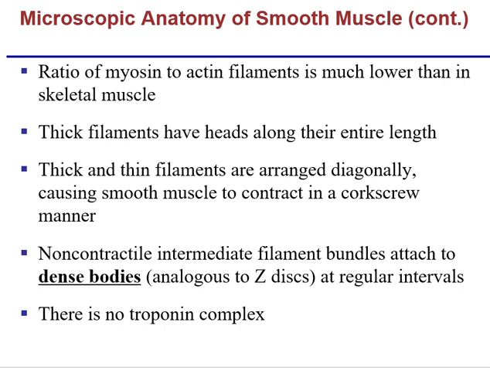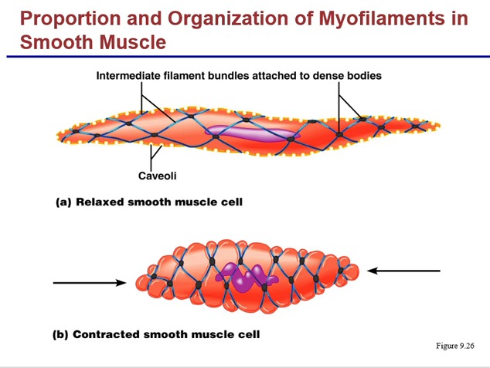These actin and myosin myofilaments are attached in places called dense bodies, which are similar to the Z-disc at the ends of sarcomeres in skeletal muscle. These dense bodies are arranged in regular intervals, but it does not create striations. Also keep in mind, for smooth muscle, there is absolutely no troponin-tropomyosin complex.